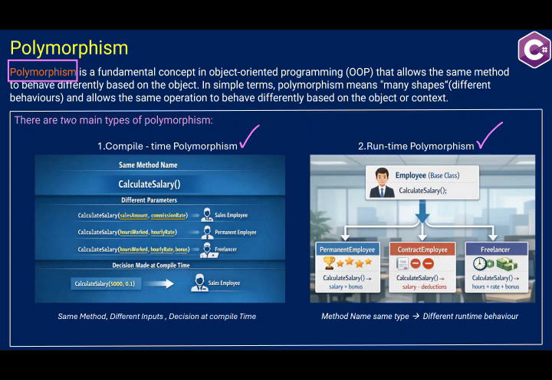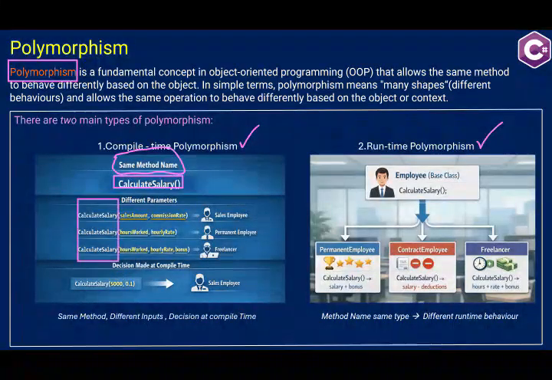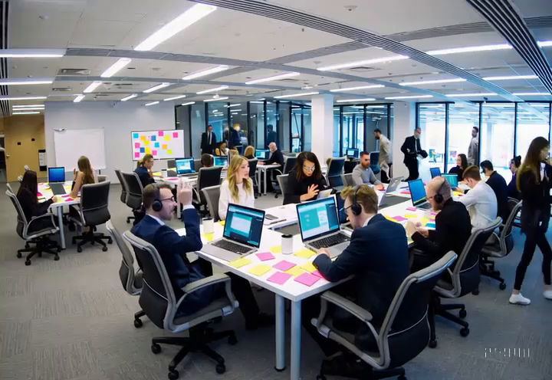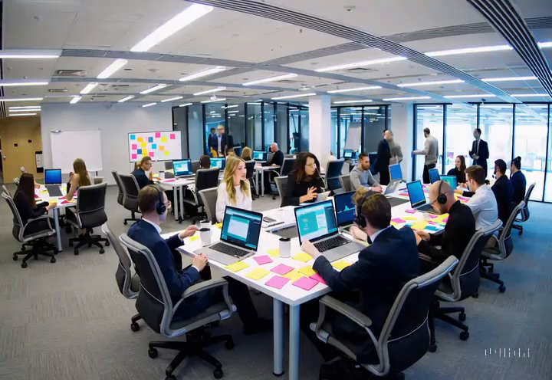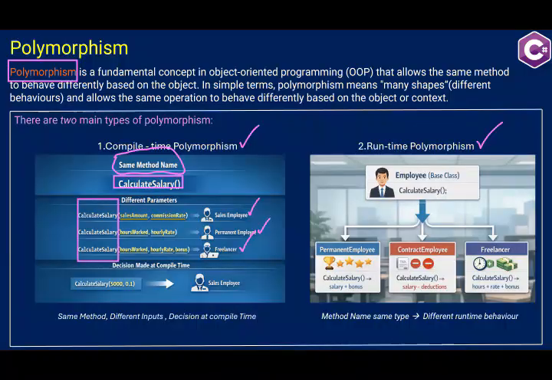In compile-time polymorphism, the method name is the same. For example, let's say the method name is CalculateSalary. The method name should be the same to calculate the salaries for sales employees, permanent employees, freelancers, whoever. For them, the way of calculating salaries is the same, but for sales employees we give the sales amount and commission rate. You see that, right? For sales employees, the parameters are different.